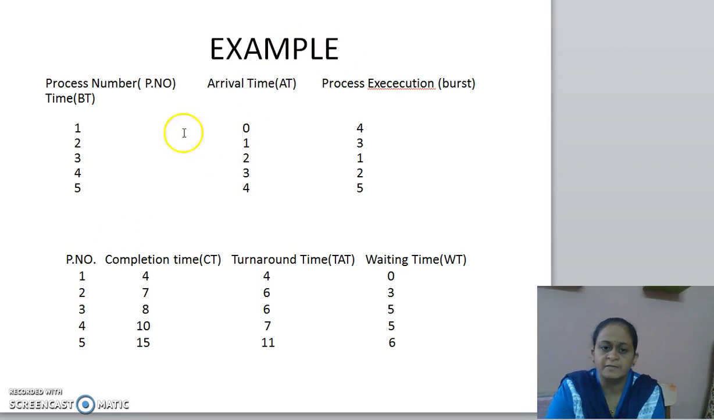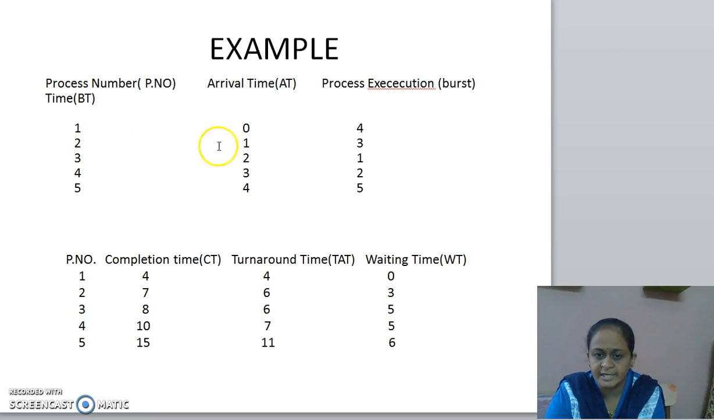In this example we have taken 5 processes, represented by the process numbers P1, 2, 3, 4 and 5. We have their arrival timing and also the process execution or burst timing. This indicates that process P1 arrived at time 0, and for execution it requires 4 time slots.